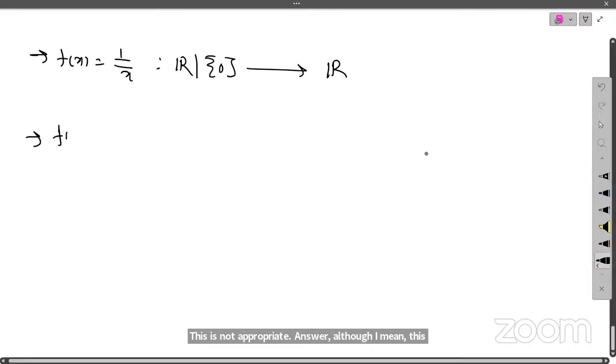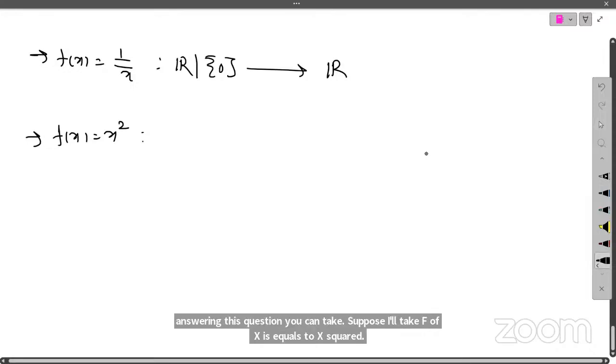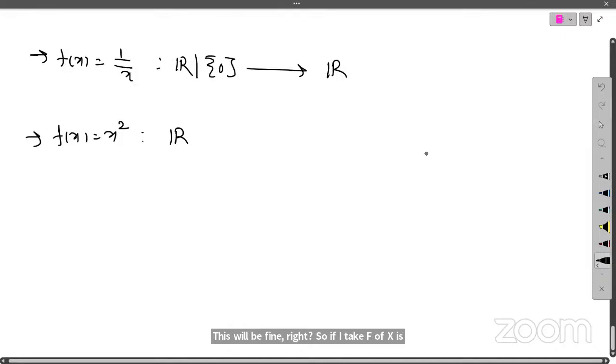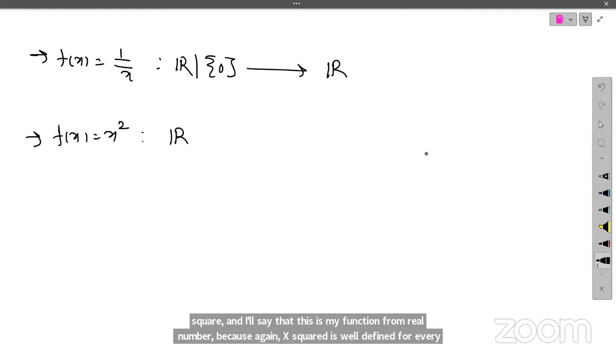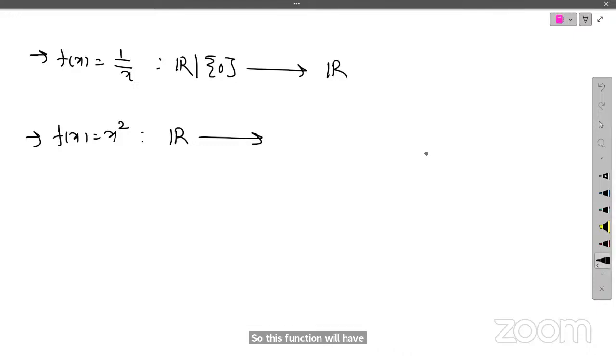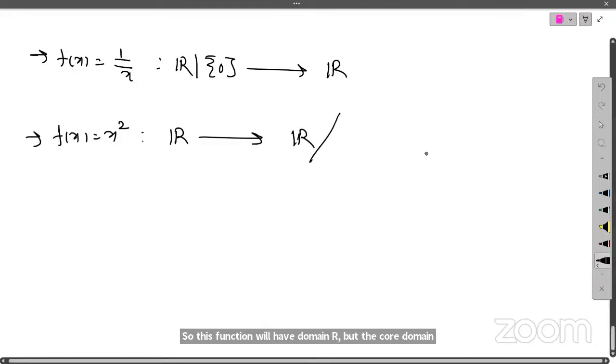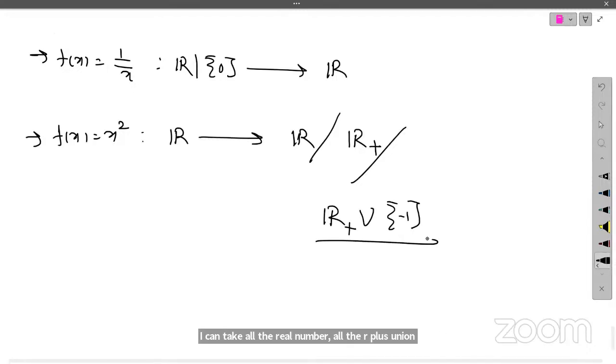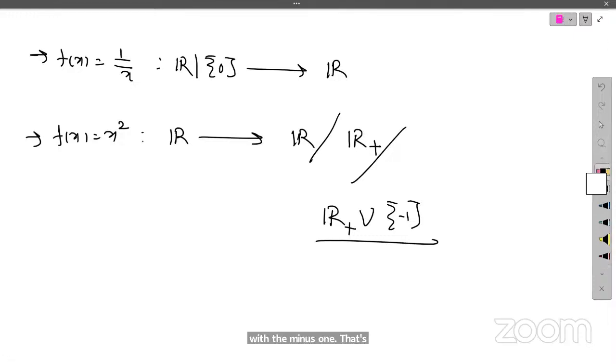Suppose I take f of x is equal to x square. This function is from the real numbers, because x square is well defined for every real number. If you take any real number, its square will again be a real number. So this function has domain R, but the codomain depends on my choice. I can take the full R, and it is still a function. I can take R plus, and it is still a function, because the square of any real number is positive. I can also take R plus union with minus 1, and this is also a codomain. So the codomain actually depends on the person.